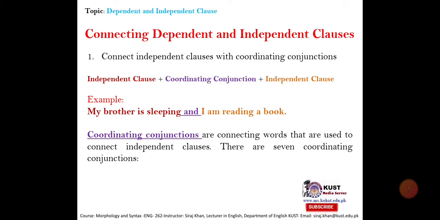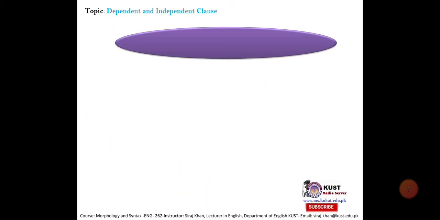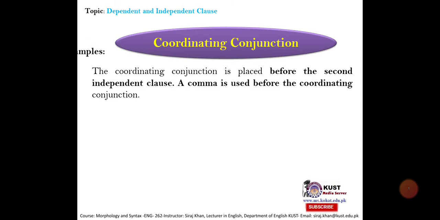There are seven coordinating conjunctions: and, but, for, or, nor, so, and yet. FANBOYS, that is a formula we use. When the second independent clause in a sentence begins with a coordinating conjunction, a comma is needed before the coordinating conjunction. These are the seven connectors. The coordinating conjunction is placed before the second independent clause. A comma is used before the coordinating conjunction.